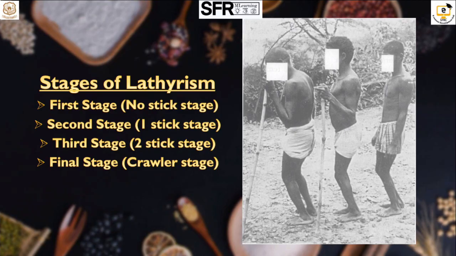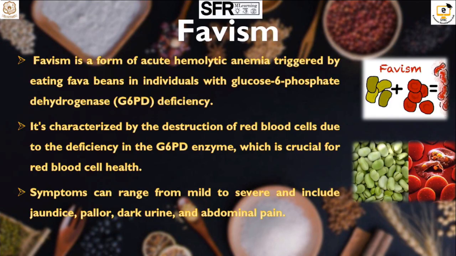The next one is favism. Favism is a disease characterized by hemolytic anemia. It is mostly associated with faba beans and broad beans. When individuals who are deficient in glucose-6-phosphate dehydrogenase consume them, it is referred to as favism. In susceptible individuals, the level of glutathione in erythrocytes is also reduced.